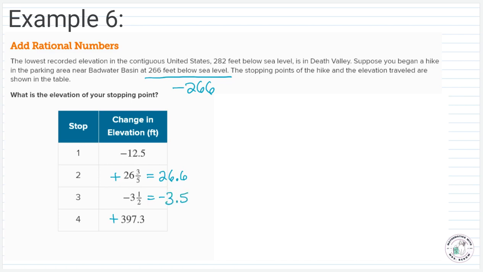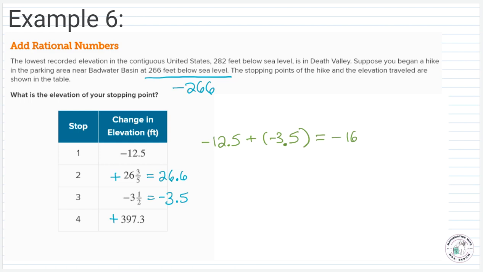So now that we have everything in decimal form, what I suggest to my students, before we even worry about where we started in this problem, right, that negative 266 that I have written at the top there, I would go through and worry about what are my 2 negative elevations added together, and then what are the 2 positive elevations added together in this table. So starting with our negatives, if we have negative 12.5 plus this negative 3.5, our total negative change, right, our total elevation where we went down is going to be those 2 added together, negative 16. And if you want to write 0.0 at the end, you totally could.